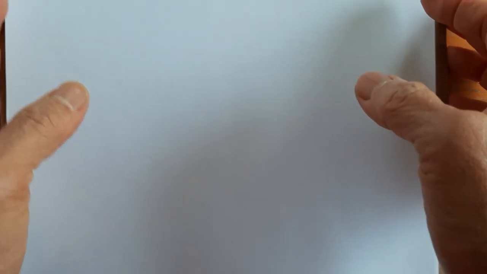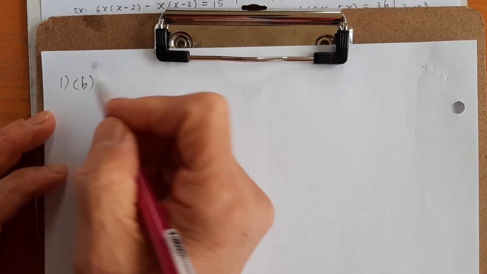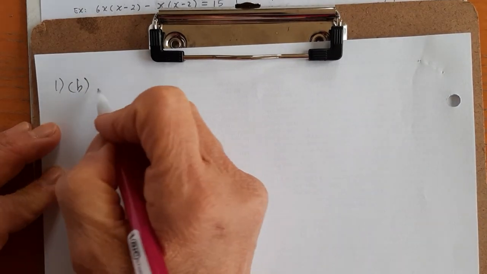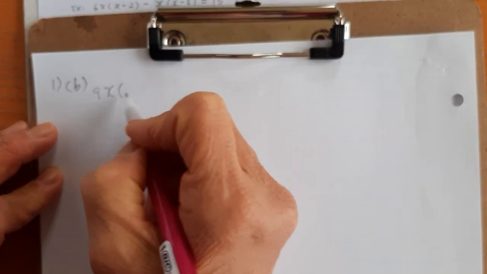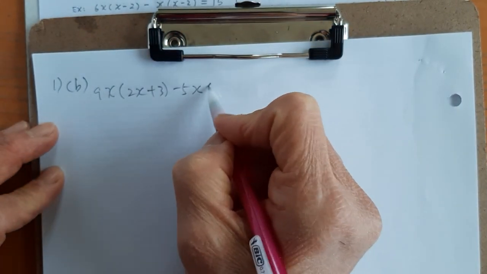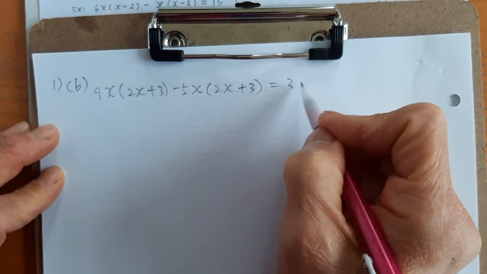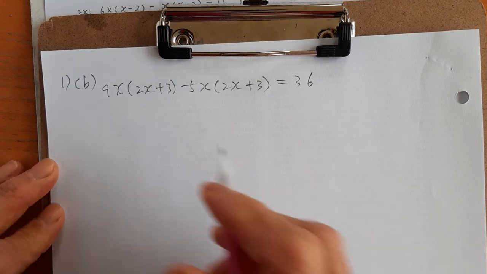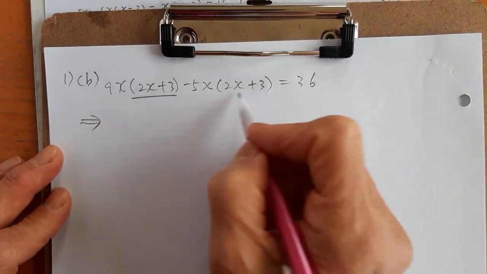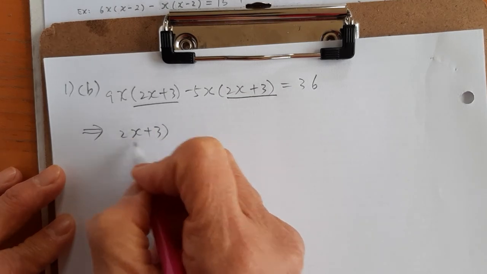Then next one, another example for question 1b. It's 9x times (2x plus 3) minus 5x times (2x plus 3) equal to 36. So here we also have a common factor, 2x plus 3. Factor it out, and we get 2x plus 3.